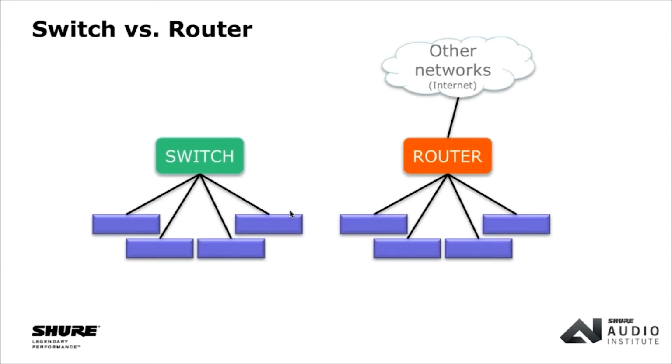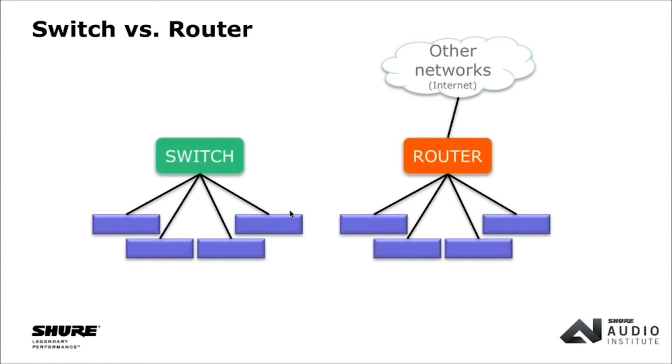The difference is that a switch is generally just used for connecting a group of local devices. So the little purple boxes could be wireless receivers that are networkable or something like that, but they're just kind of their own little network. A router is used to actually route signals across networks.